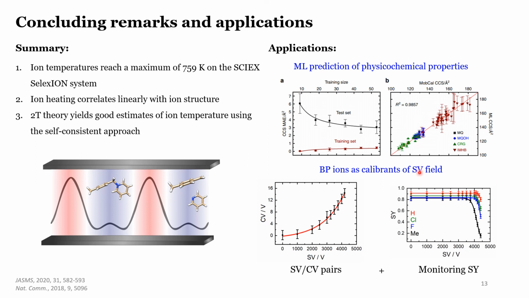This work also has applications in evaluating reproducible SV-CV pairs for different ionic species. We are working on an SOP that uses benzylpyridinium ions to assess the performance of the SV waveform using a combination of SV-CV pairs in the form of a dispersion plot, as well as monitoring survival yield to assess the consistent performance of the SV waveform.